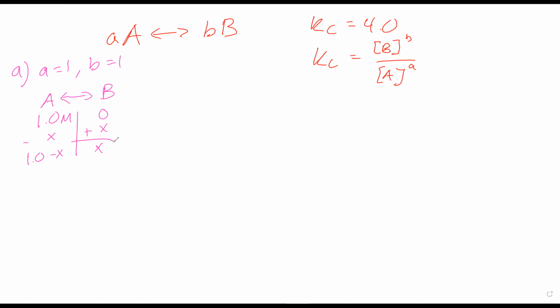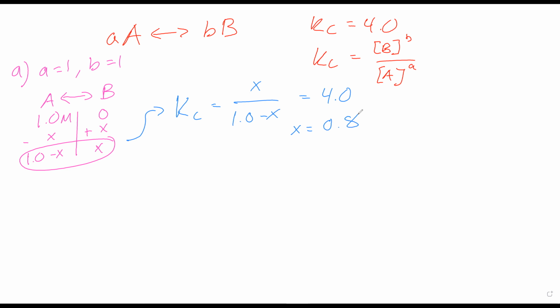I can plug this information into a Kc formula with B on top, which is just X. There's no exponent, so I don't care about it. And then 1.0 minus X on the bottom. I'm going to set this equal to 4.0 because that's what Kc is, and then solve for X. This one is much more simple. Doing some basic algebra gives you an X of 0.8.